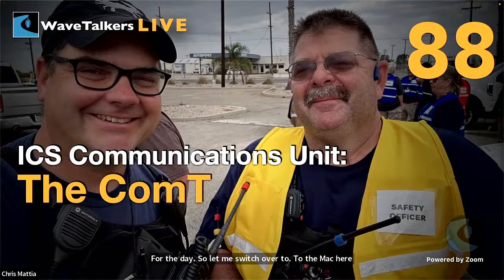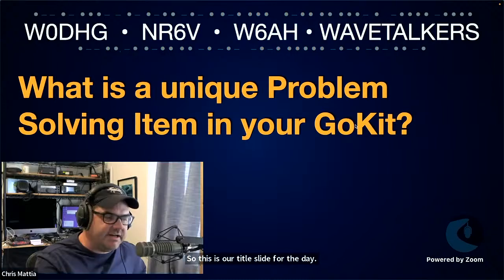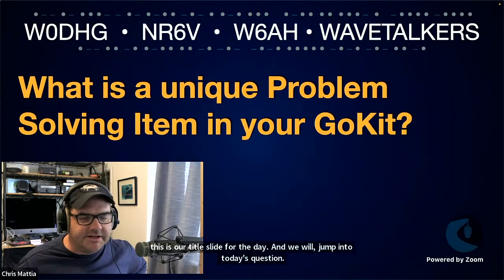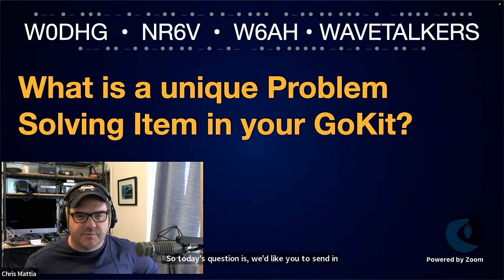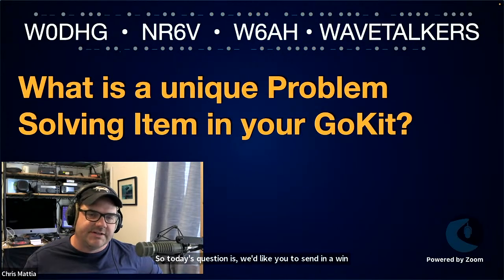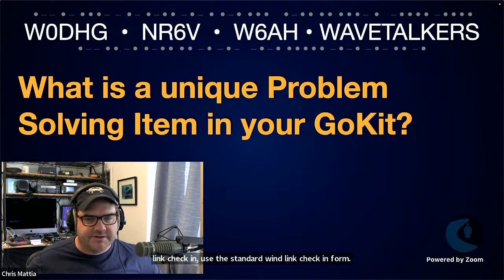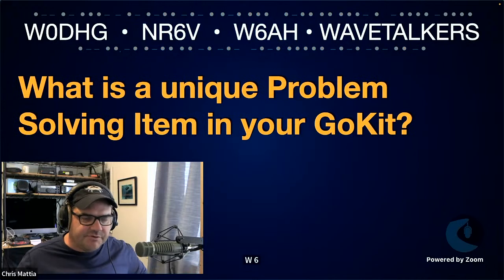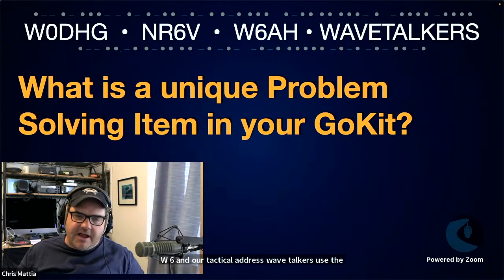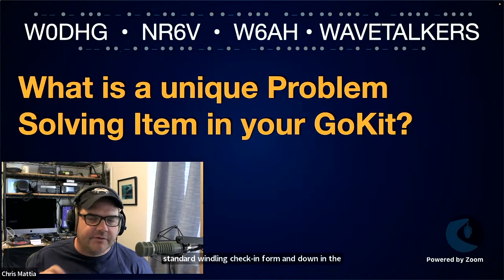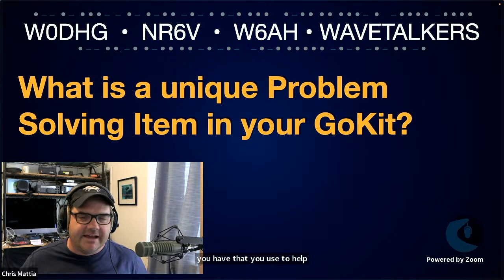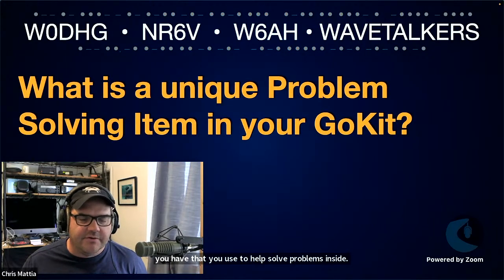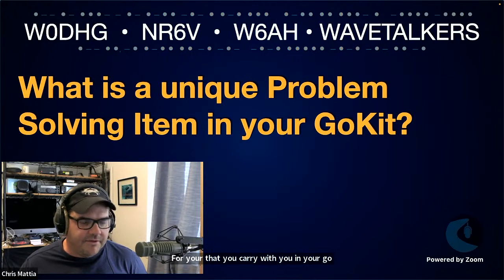So this is our title slide for the day, and we will jump into today's question. So today's question is, we'd like you to send in a WinLink check-in. Use the standard WinLink check-in form. Send it to all three of our call signs: W0DHG, NR6V, W6AH, and our tactical address, WaveTalkers. Use the standard WinLink check-in form, and down in the comments section, let us know what one unique item that you have that you use to help solve problems that you carry with you in your GoKit. We're curious to see what those things are.